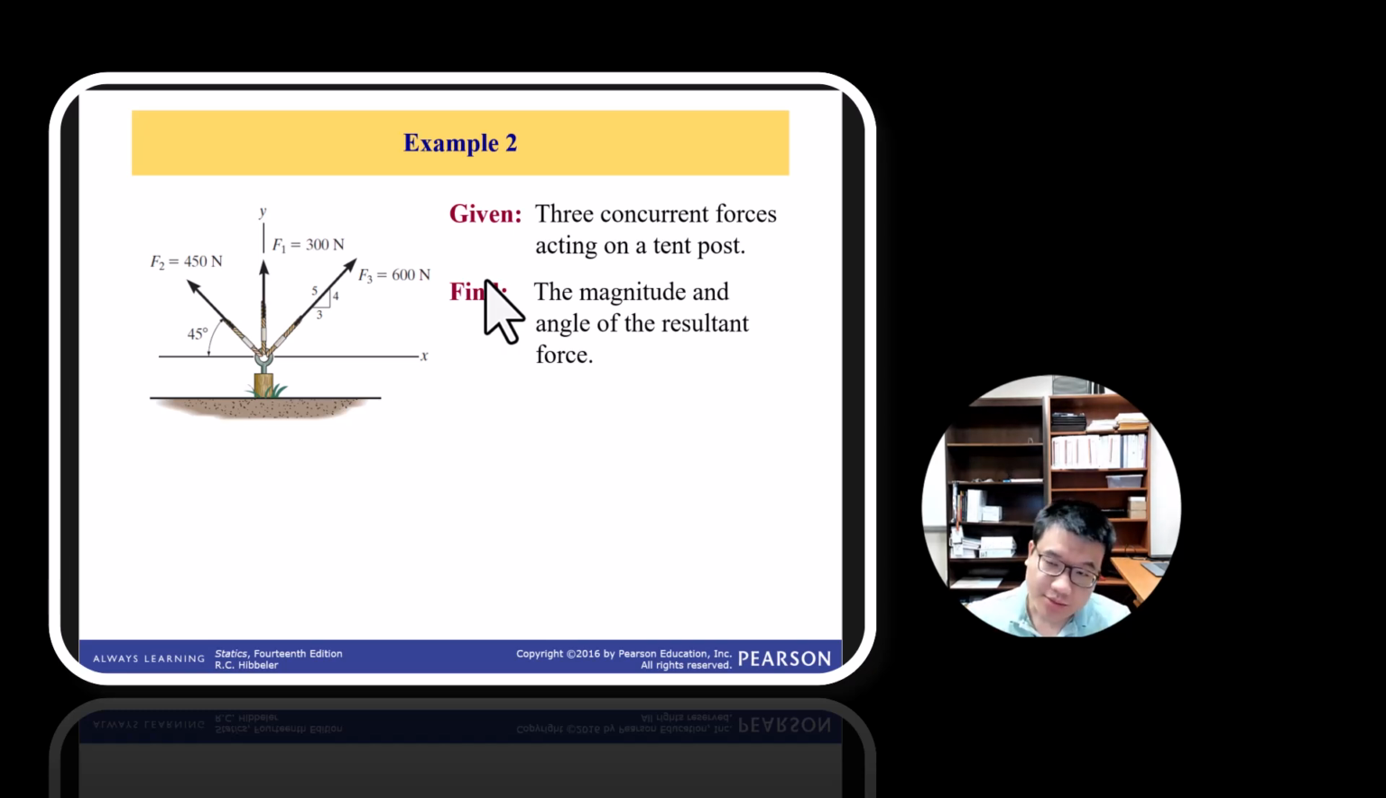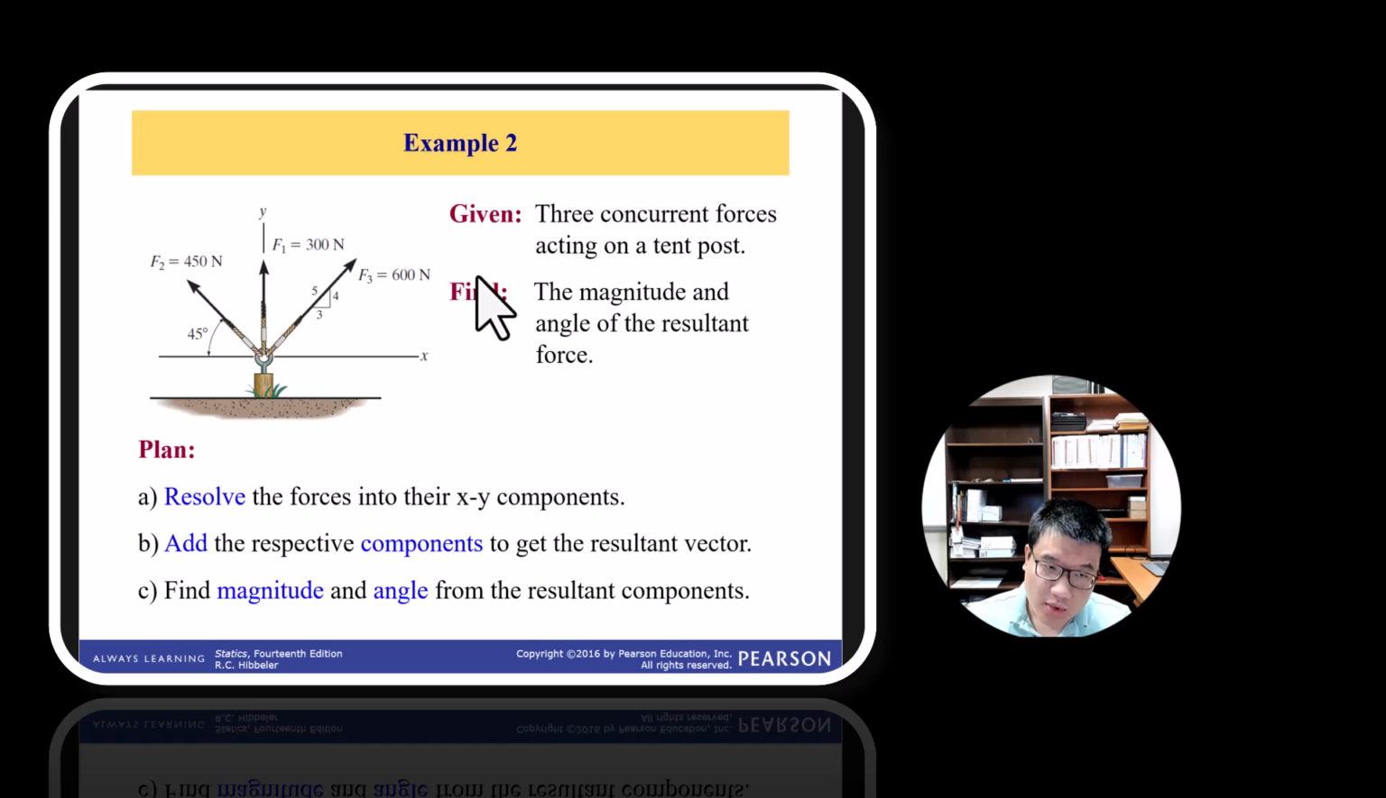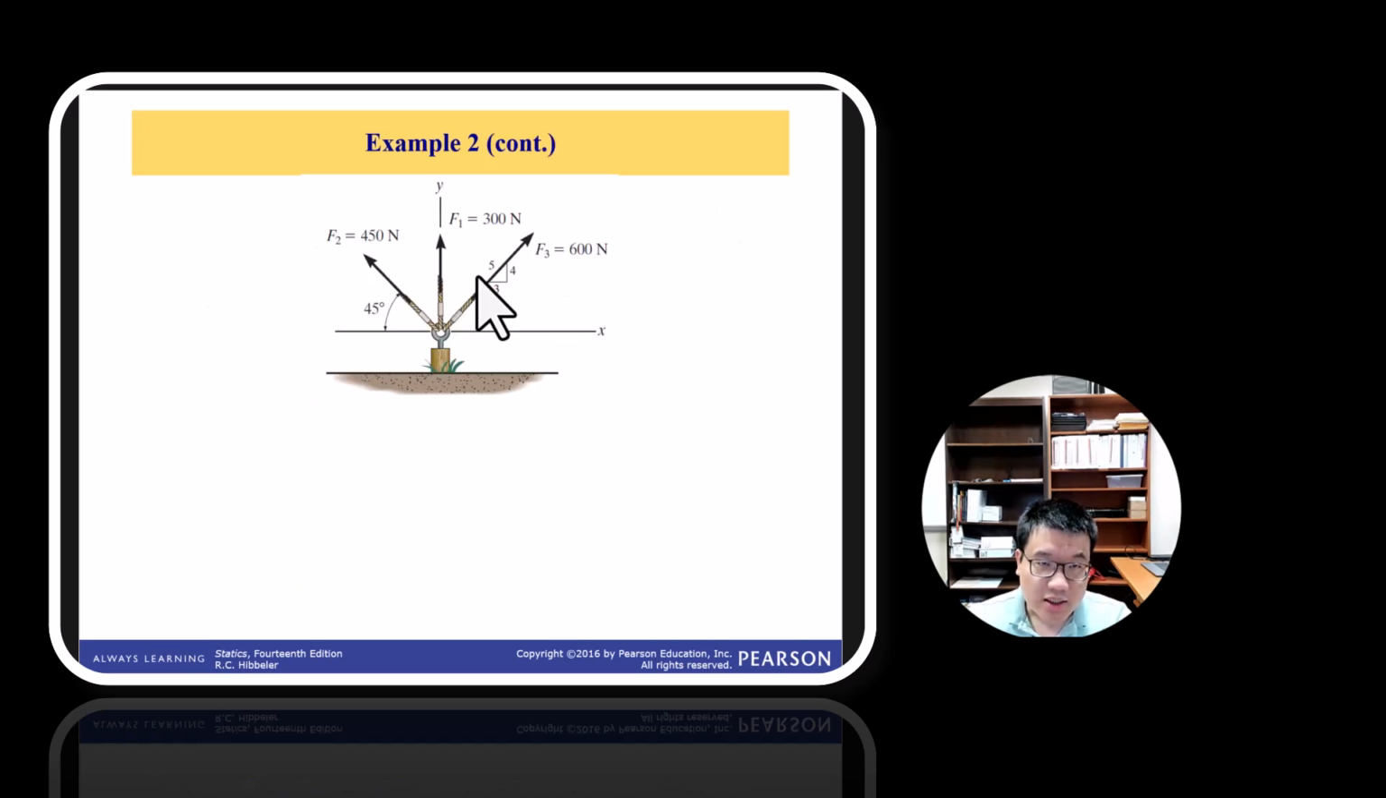Our plan: first, let's resolve each of the forces into their X and Y components. Then we can add the respective components to get the resultant vector. Last, we can find the magnitude and angle from the resultant components. Here is the same figure.